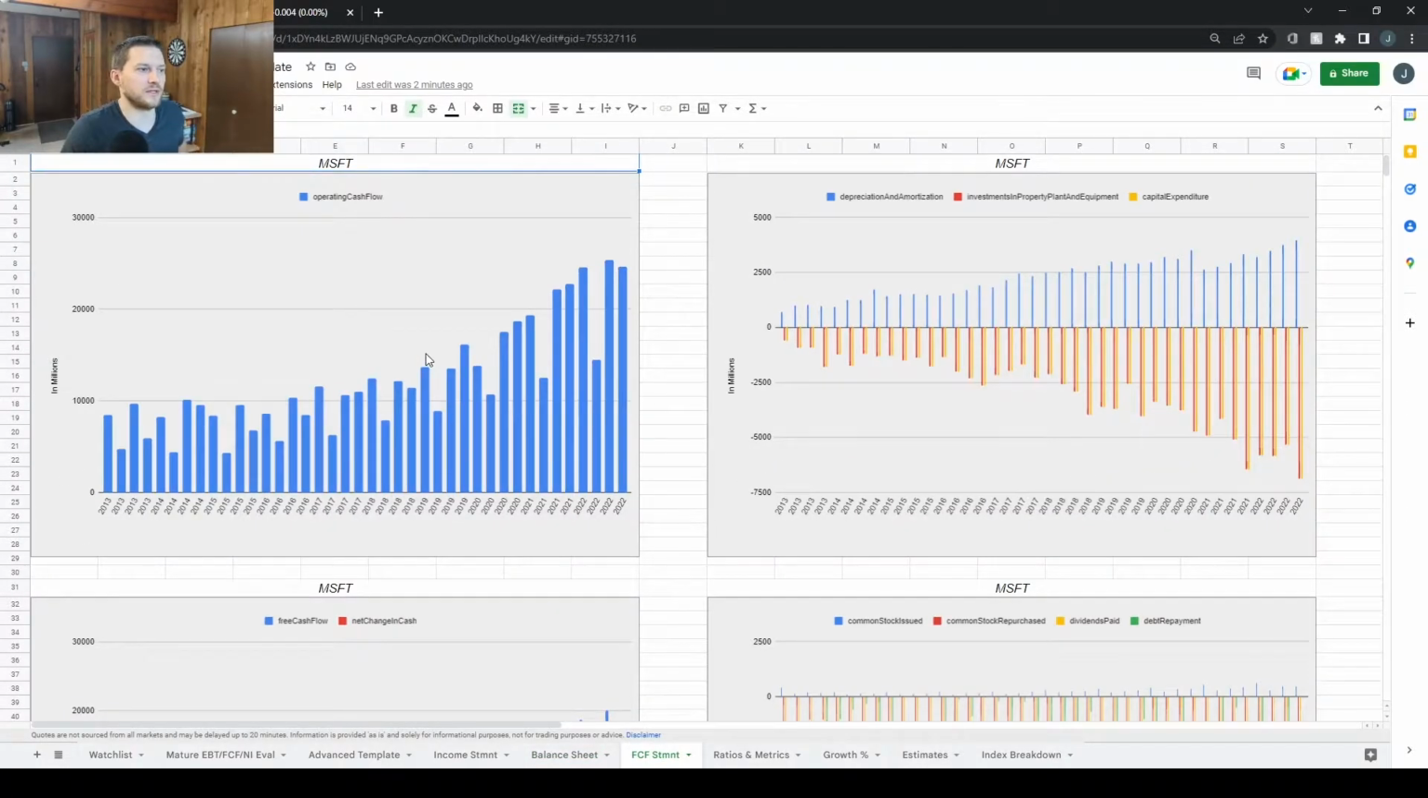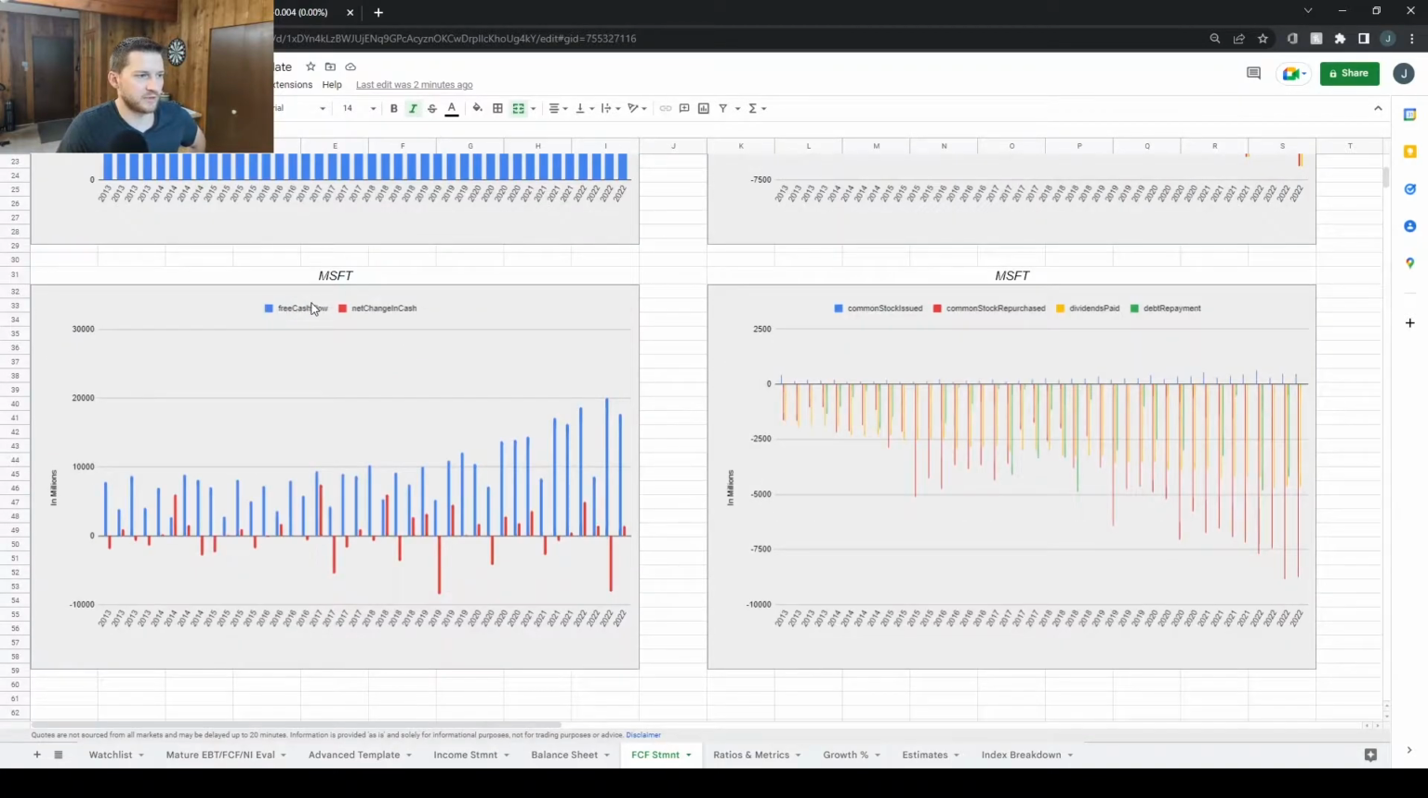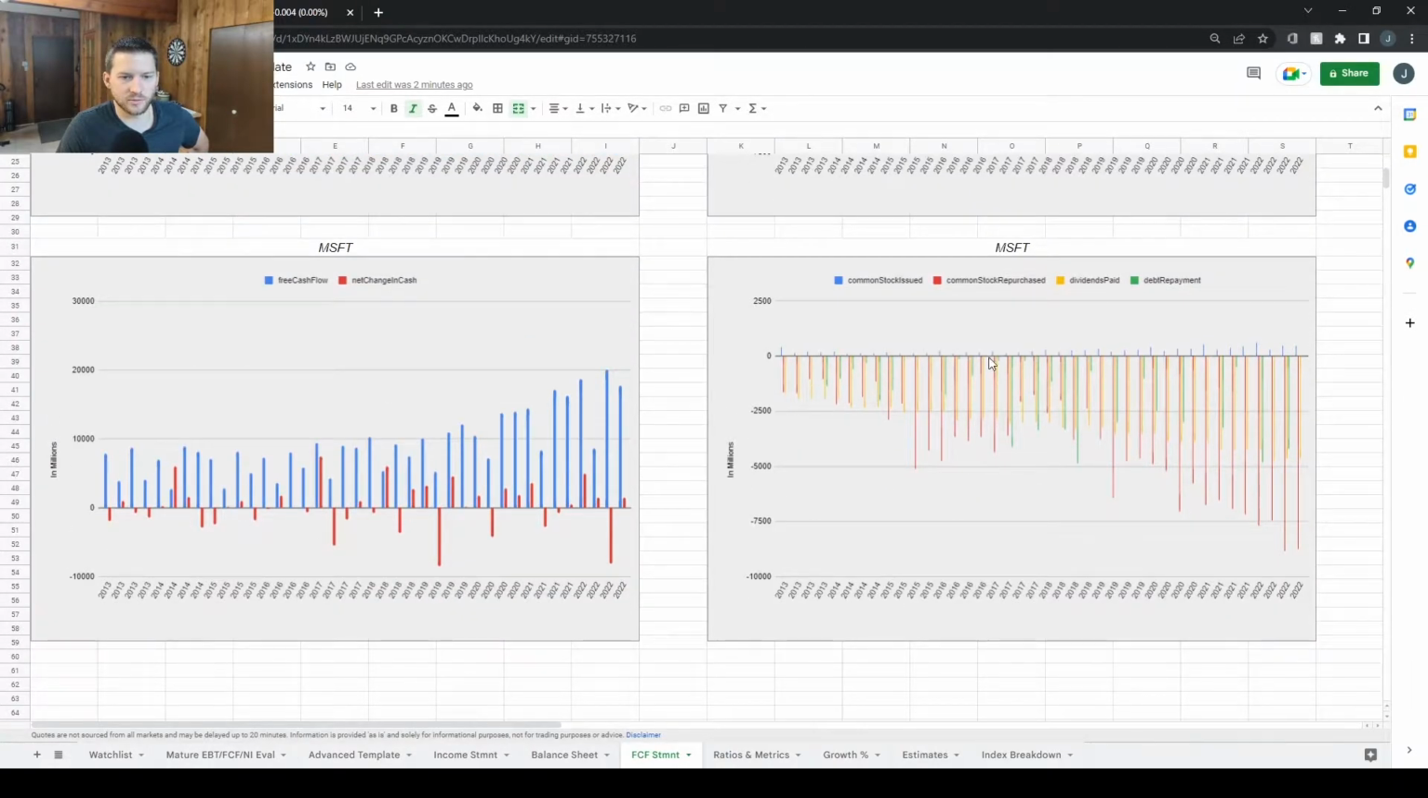More of the same: increasing operating cash flow, increasing free cash flow, and then we can see the net change in cash and what they've been doing with that cash. They've been doing some debt repayment. A large amount of it is going to common stock repurchases, which is interesting because they're not purchasing much on a percentage basis. I think it's about 0.9 to 1% of buybacks per year. And then we've got a little bit of dividends paid as well. So they're splitting their return of capital to shareholders via dividends and stock repurchases.